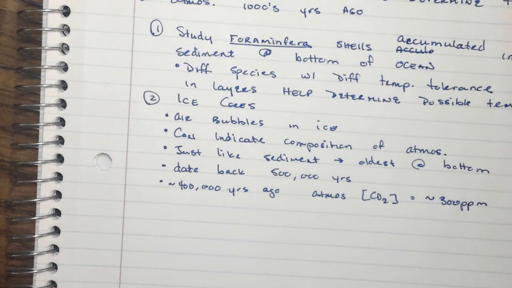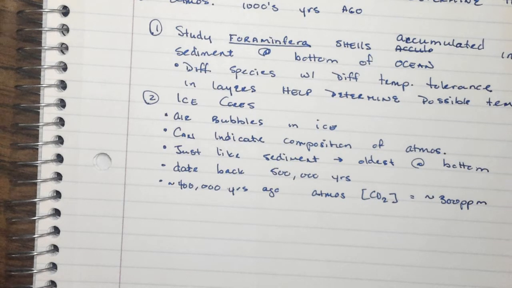Parts per million. Today it's 407 parts per million. That's a lot, though.